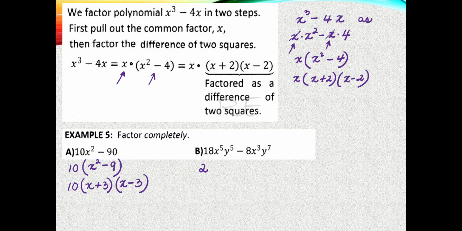Between 18 and 8, the greatest common factor is 2. Let me show you. 18 is 2 times 9, which is 3 times 3. And 8 is a bunch of 2's: 2 times 4 times 2 times 2 times 2. So the greatest common factor is just 2. Between x to the 5th and x to the 3rd, the greatest common factor is x to the 3rd. Y to the 5th and y to the 7th, the greatest common factor is y to the 5th.